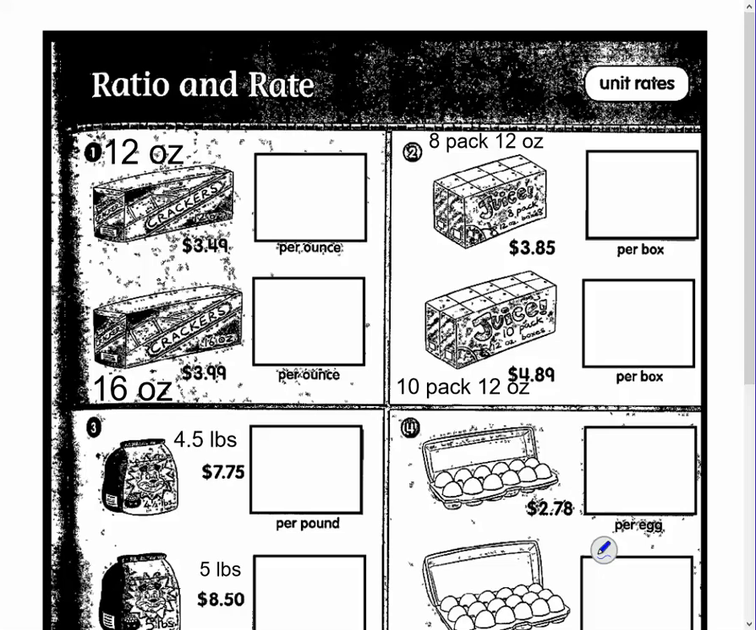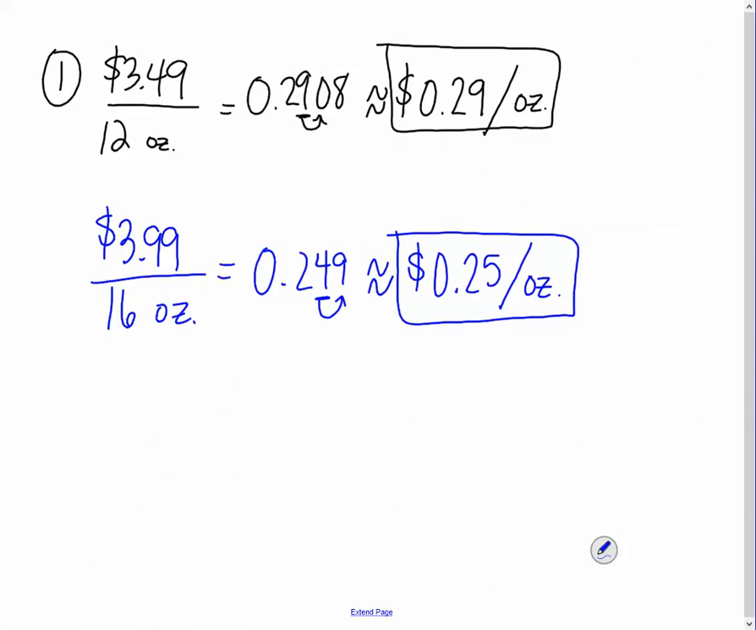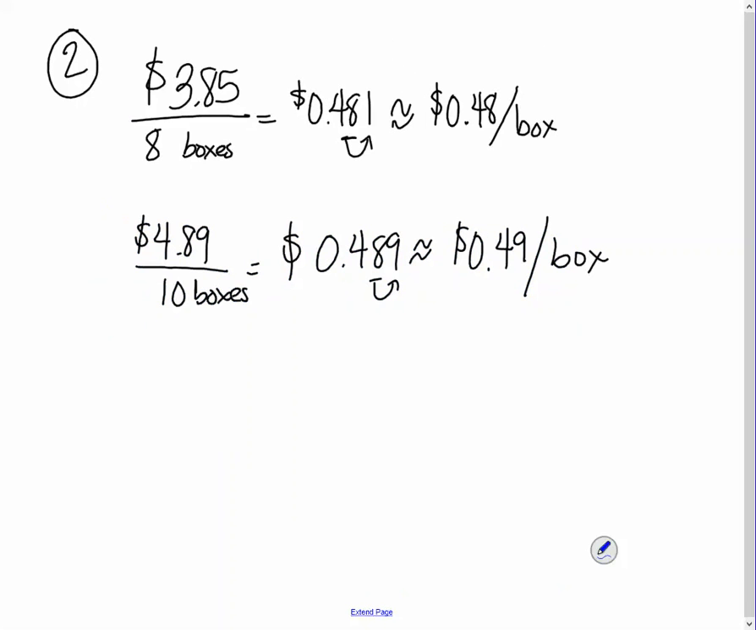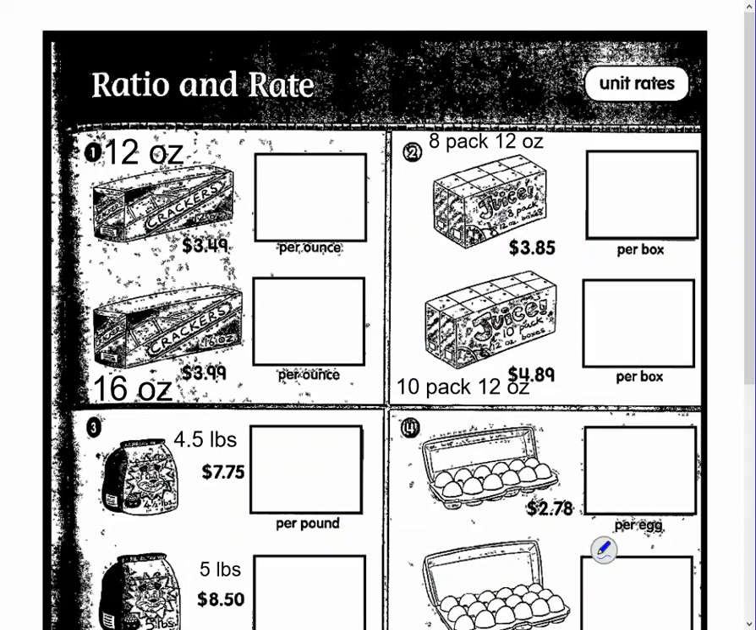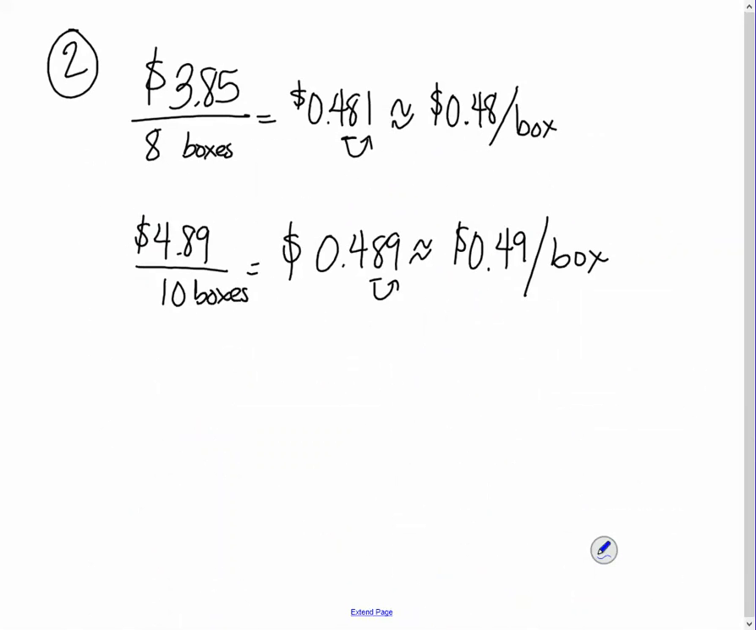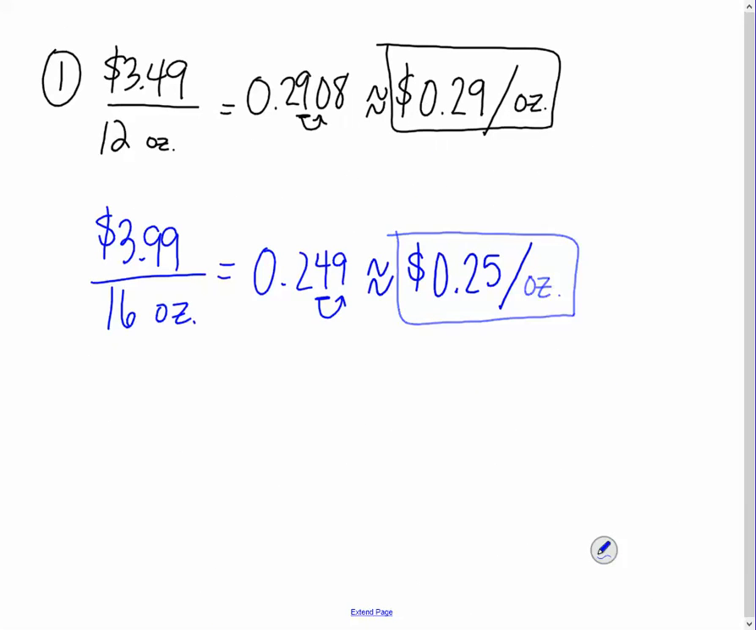All right, so let's go on to the next thing here. So 8 for $3.85. So let me add a page. That didn't work. Let me try that again. Huh. Did I just delete a bunch? I think I deleted. Whoops. Undo. Redo. All right, add a page. There we go.